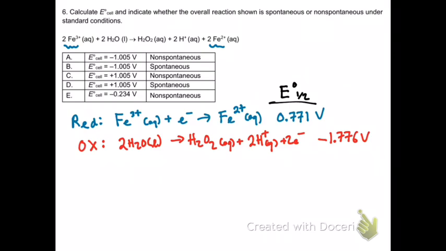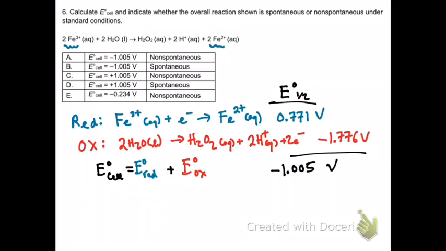Okay, now, using the rule that the E standard of a cell is the standard reduction potential of whatever's being reduced plus the standard oxidation potential of whatever's being oxidized, we're going to add together these two values, and when we do, we'll end up getting that the E standard is equal to negative 1.005 volts. Okay, that's our standard potential. And remember, negative potential means a non-spontaneous reaction. Positive potential means a spontaneous reaction. So this is going to be answer A, negative 1.005 volts and non-spontaneous.